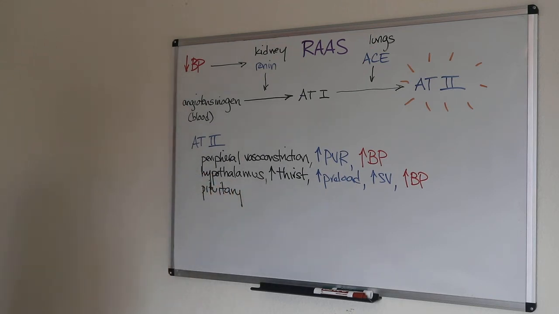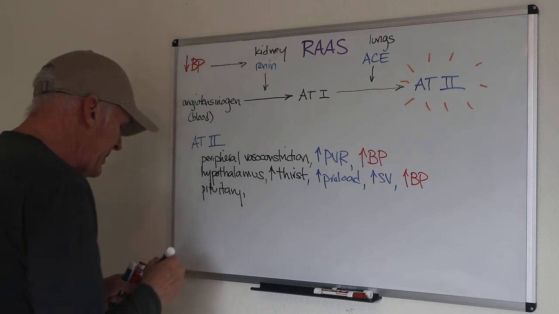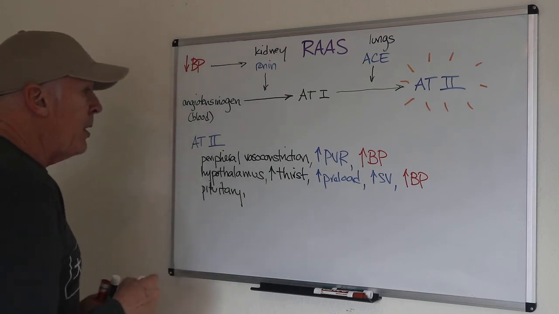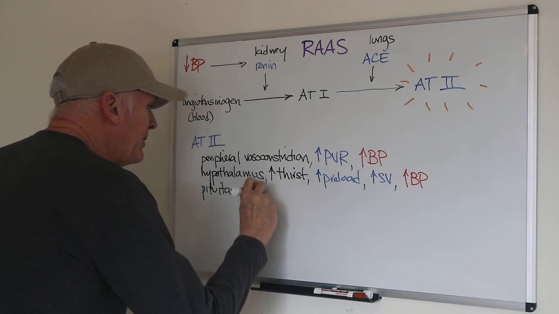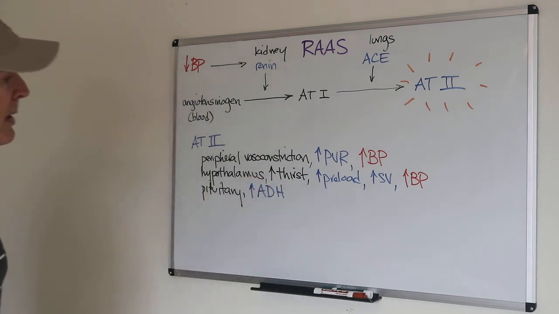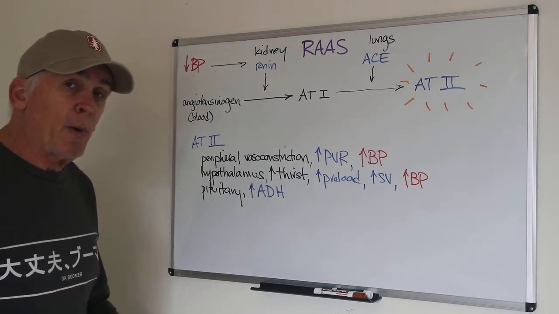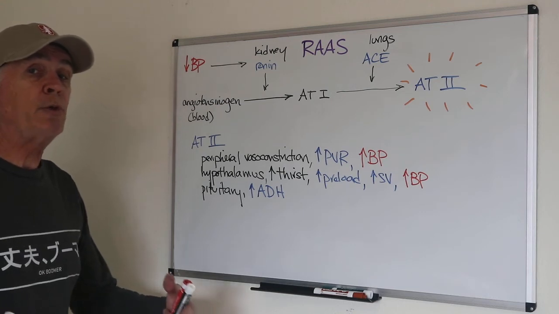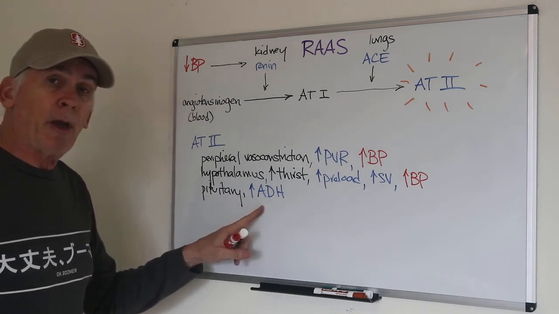So it goes to work in the posterior pituitary. And in the posterior pituitary, it's going to cause the release of a hormone called ADH. So we're going to increase the release of ADH. ADH stands for anti-diuretic hormone. Diuresis means peeing, so anti-diuretic hormone means you pee less. This is going to have an effect in the kidney, all right?